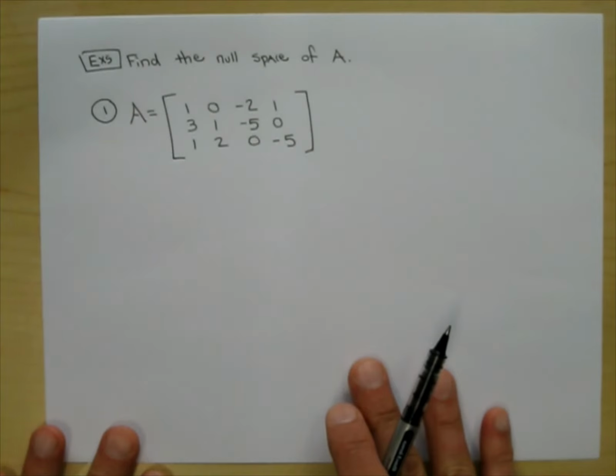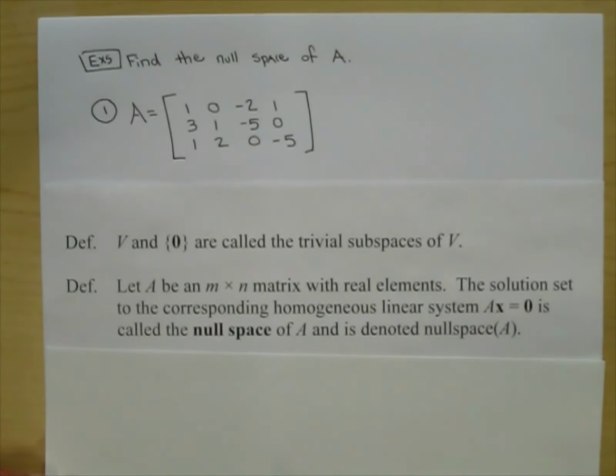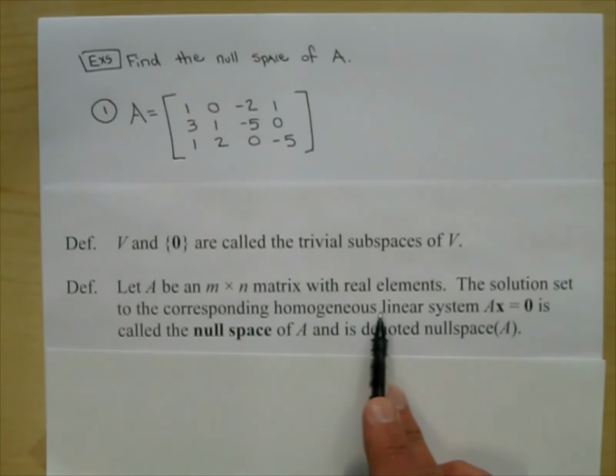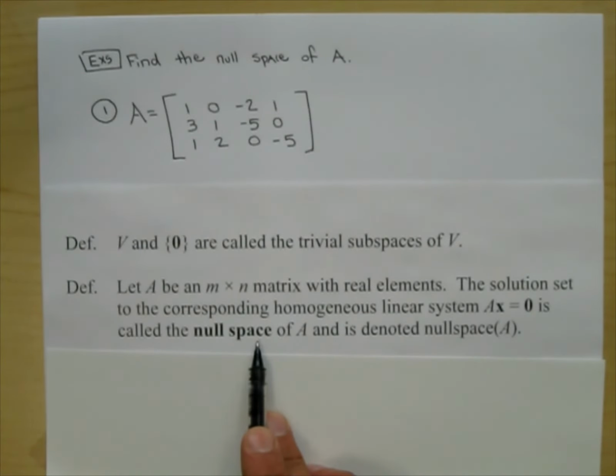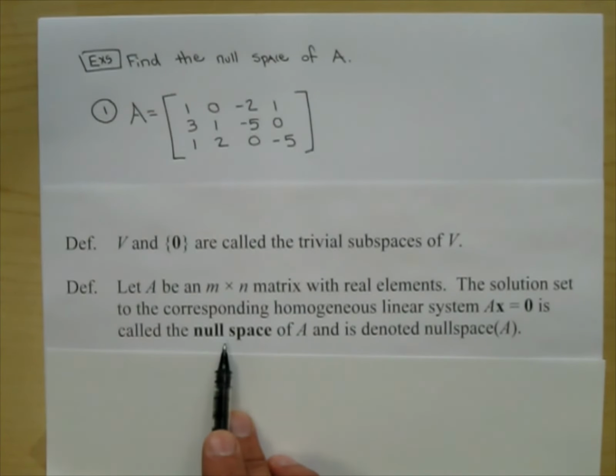Our next problem is this right here. Find the null space of A. So that's kind of weird that we have a new word here called the null space. Let's take a look at its definition. Let A be any matrix with real elements. The solution set to the corresponding homogeneous linear system, Ax equals 0, is called the null space of A and is denoted null space, all one word, A. So what is this? It's a new word, but it's something we have been doing in Chapter 2.